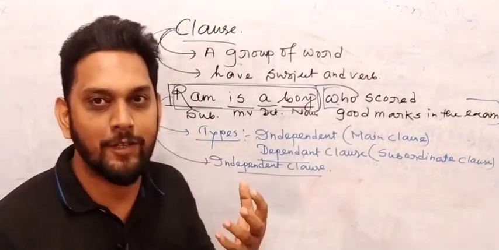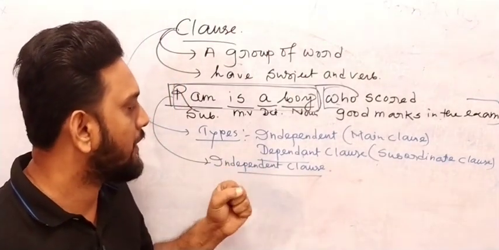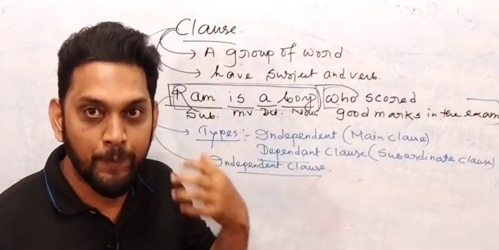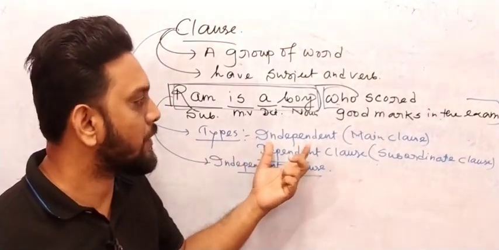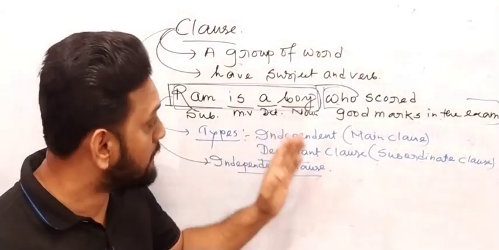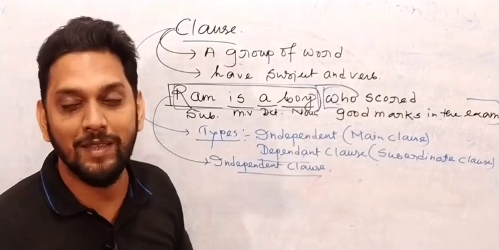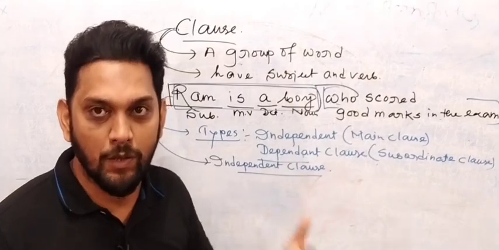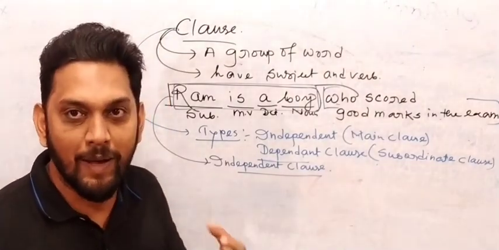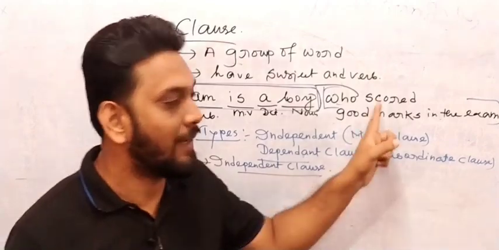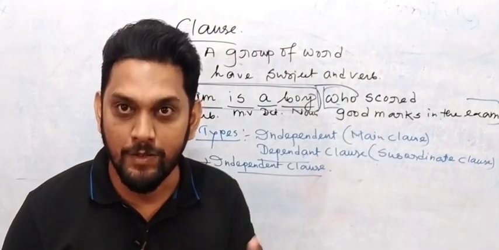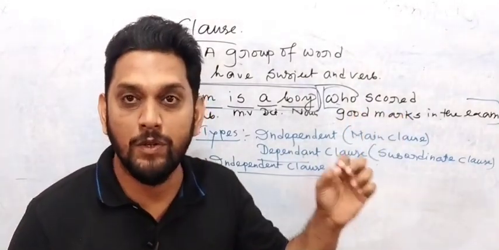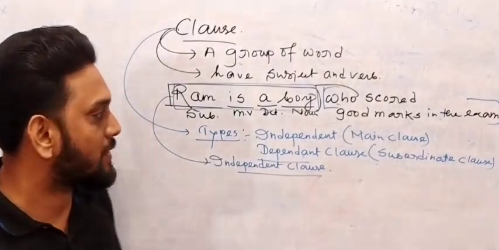Now you might ask me, sir, here you have written Ram is a boy, it gives you a complete sense, complete meaning, complete expression. So because of this reason we can call it independent clause. And side by side it is written who scored good marks in the examination, and you said that it would be a dependent clause or subordinate clause. Because it does not give us a complete sense, and also this clause does not stand alone.